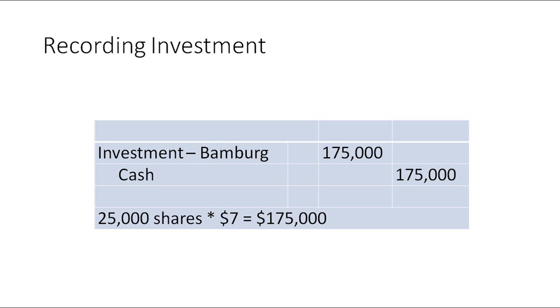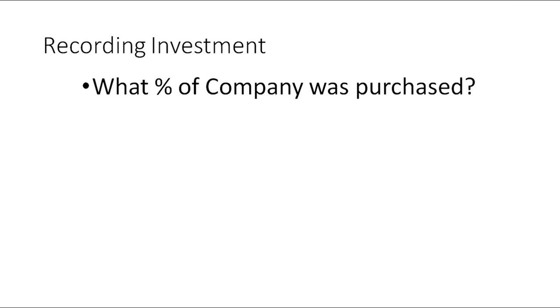We bought 25,000 shares at $7 each, which is $175,000. We debit investment, credit cash. One thing to note is that this entry is the same under the cost method as it is under the equity method. Debit investment, credit cash. Well, at this point we don't know what percentage of the company we purchased.